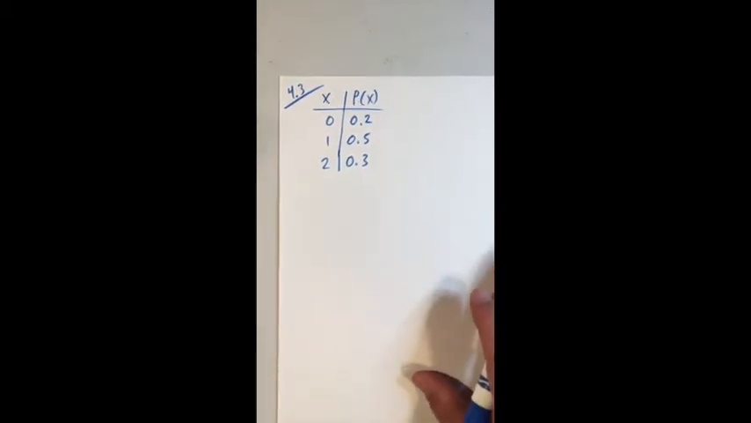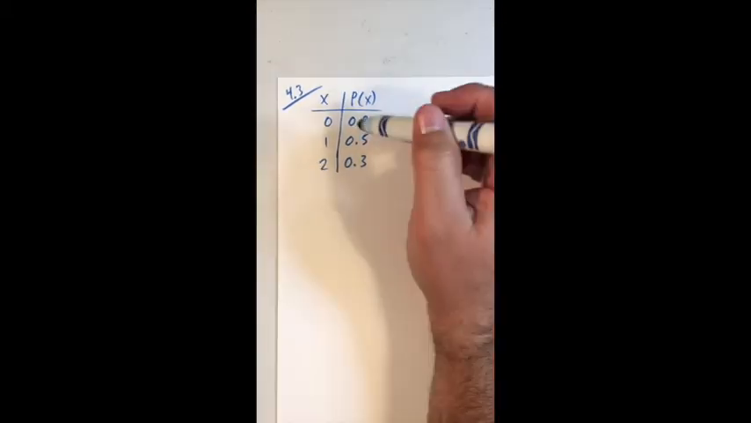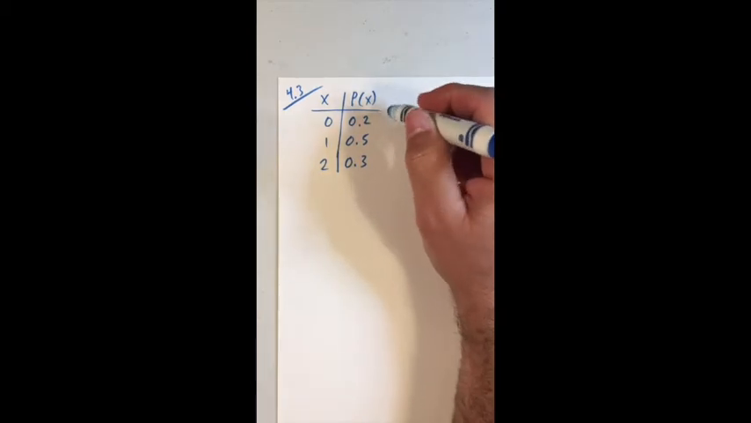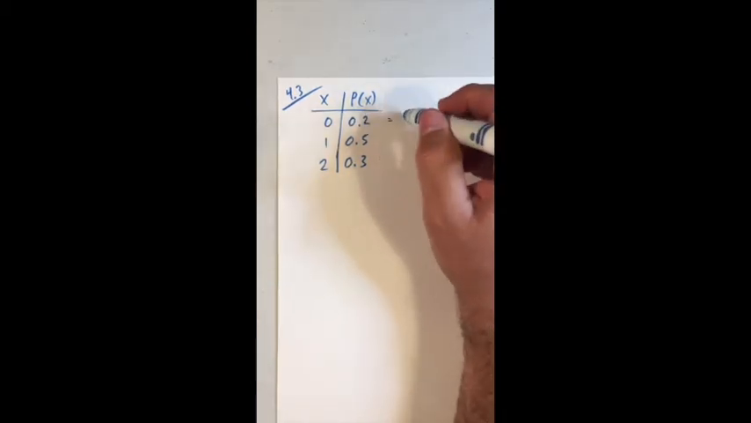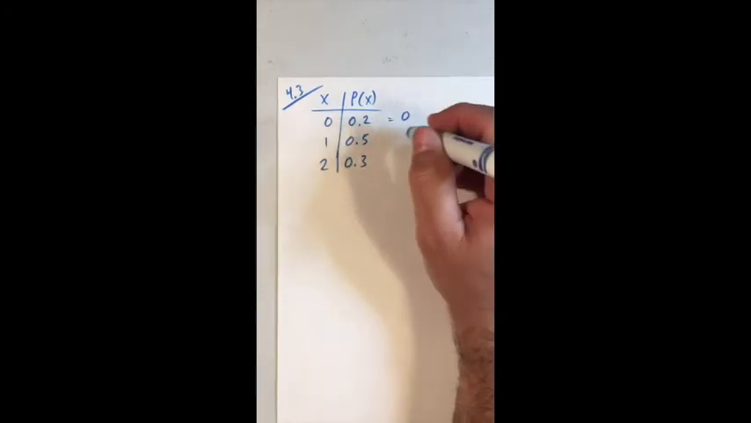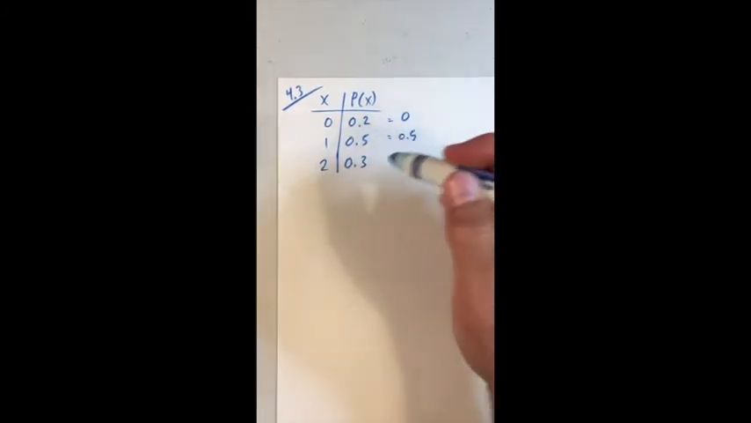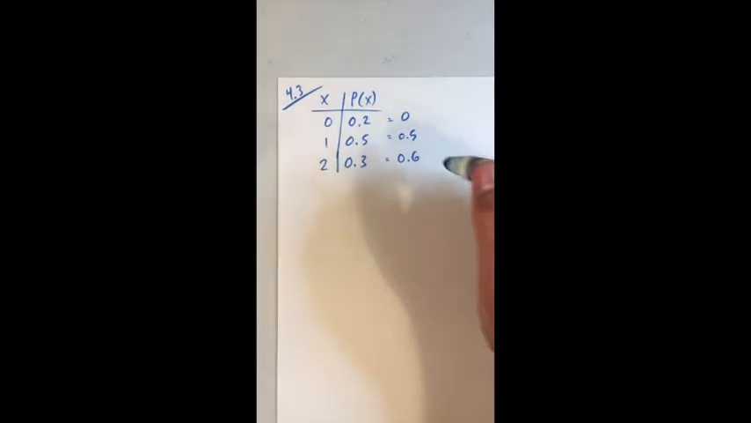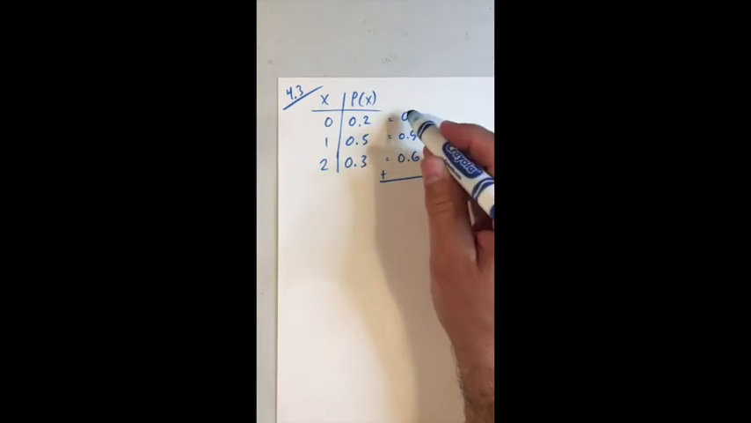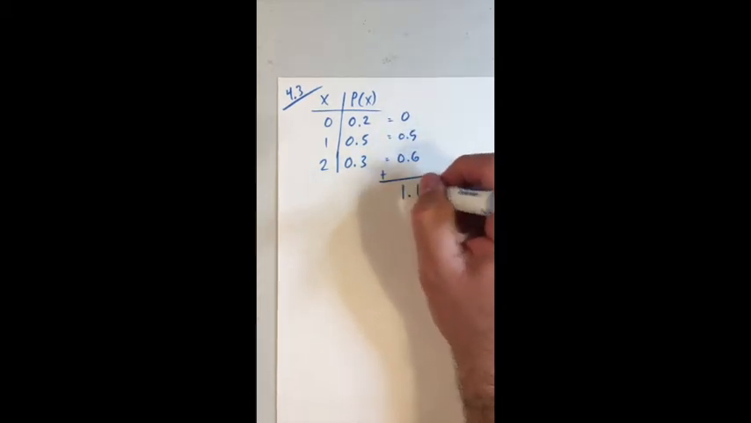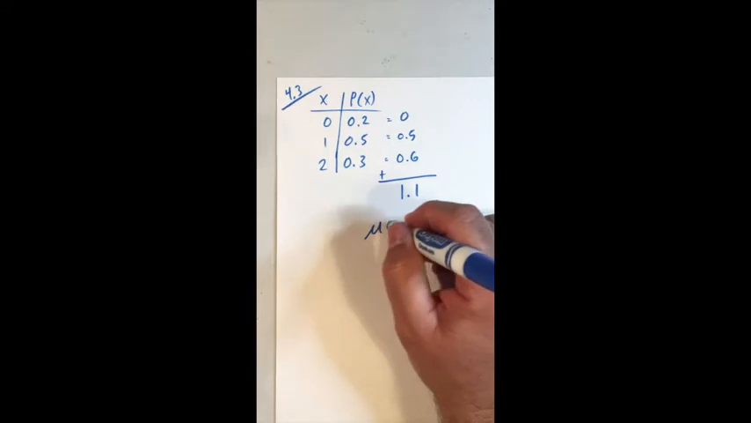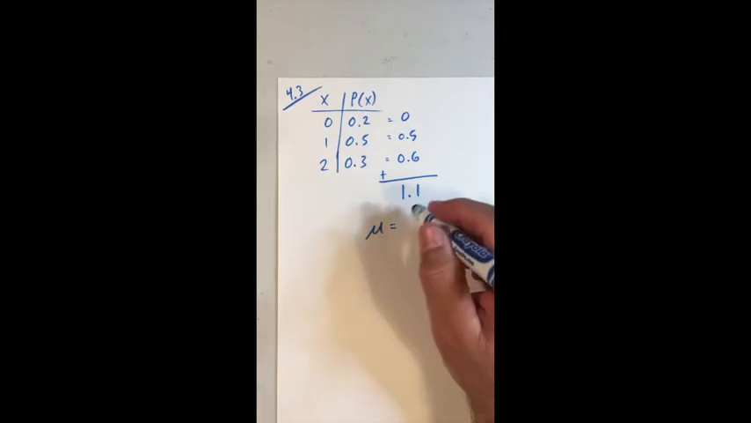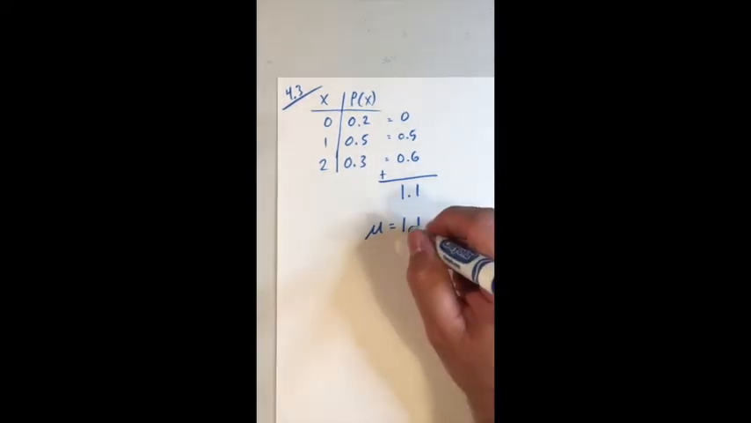And this process is real simple for finding the mean. We're going to multiply our x value times our probability, and we're going to do that for each row. So multiplying 0 times 0.2 gives me 0. 1 times 0.5 gives me 0.5. 2 times 0.3 gives me 0.6. And then I just add these results up. So 0.5 and 0.6 gives me 1.1. So the mean, which we use mu for, that's just a lowercase Greek letter, will be 1.1.